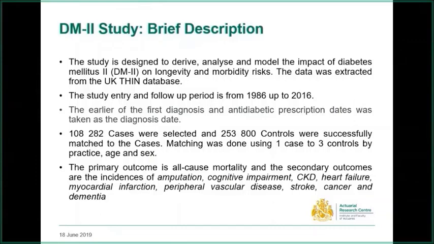The primary outcome of our study is all-cause mortality, and then we are also going to look at the incidences of amputation, cognitive impairment, chronic kidney disease, and heart failure. In particular for chronic kidney disease, we are mainly focusing on CKD stages 3 to 5. We also look at myocardial infarction, peripheral vascular disease, stroke, cancer, and dementia.